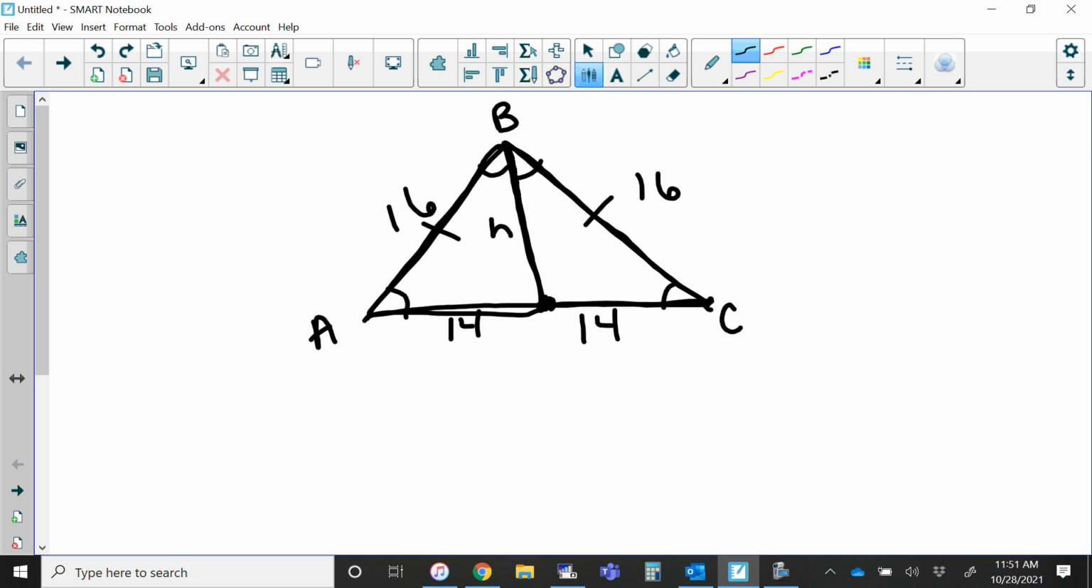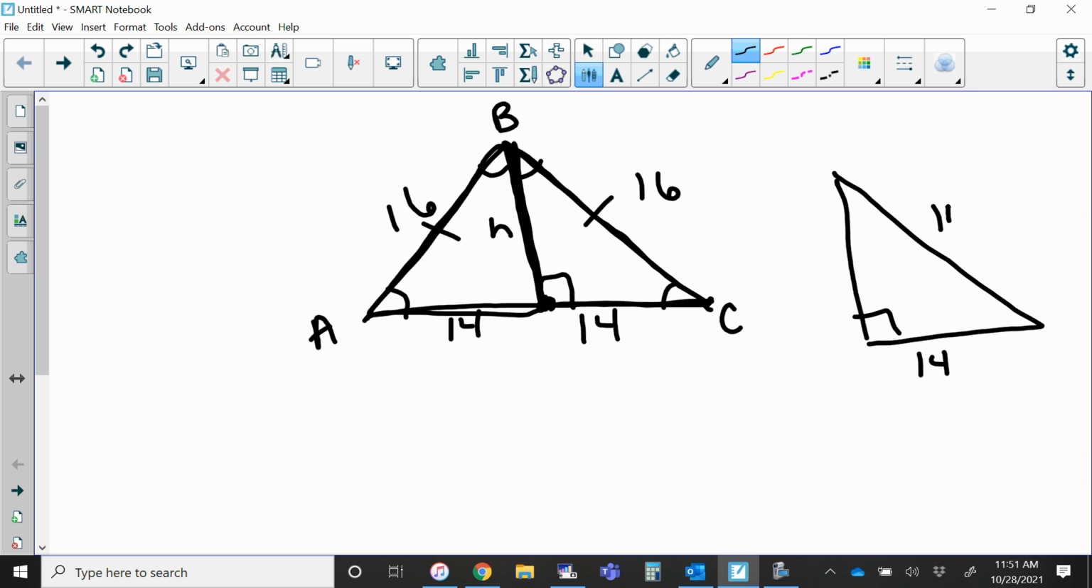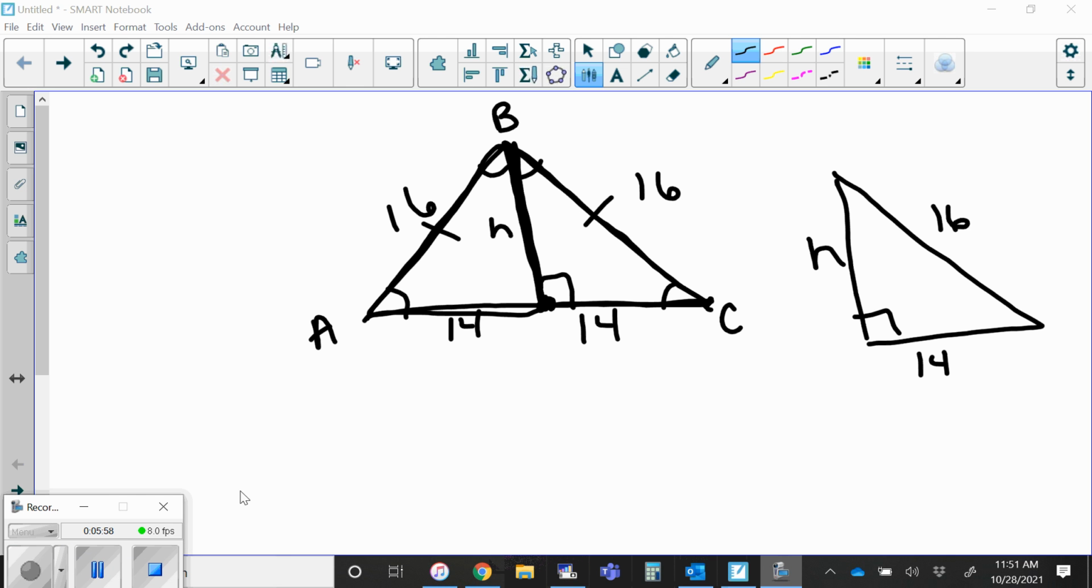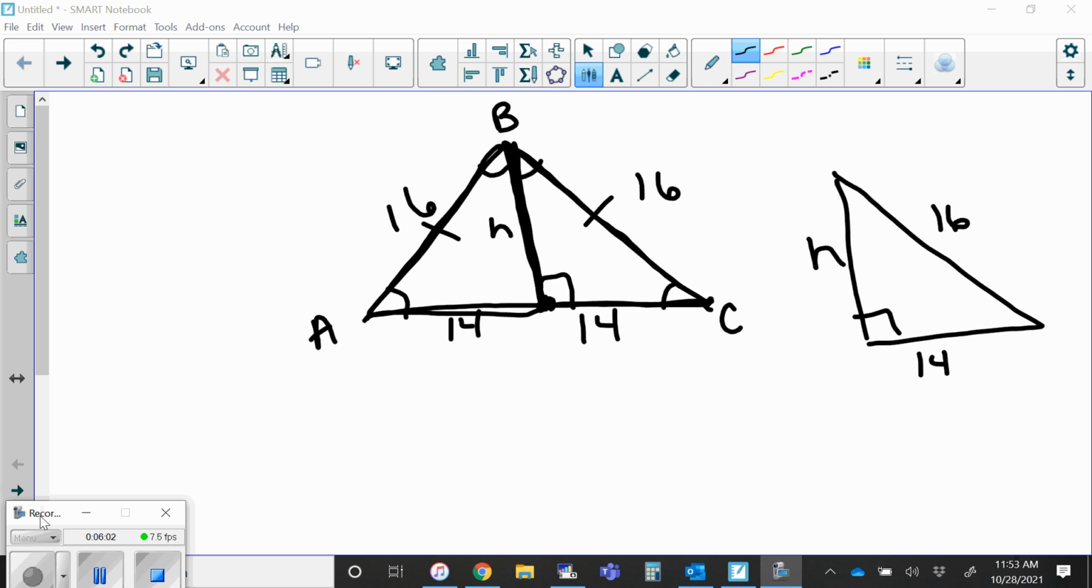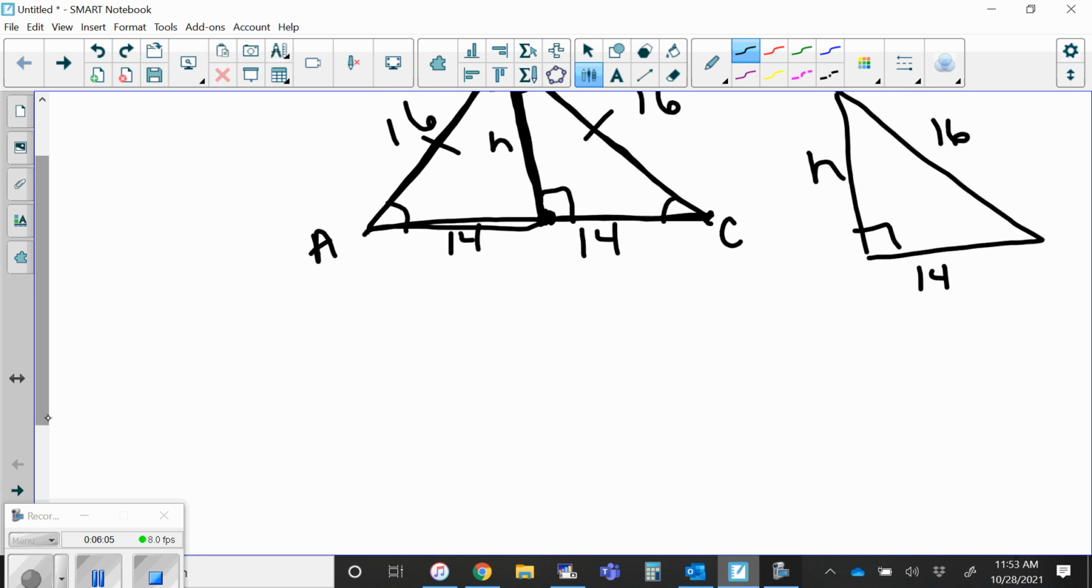Now how can I find H? Well, what kind of bisector was this? Which means it intersects at a what kind of angle? And then if I draw this, maybe this will help you figure this out. What theorem can you now use to help solve this? Go ahead, do the Pythagorean theorem. You should probably have a calculator.